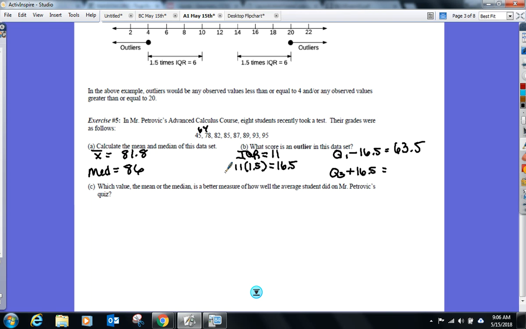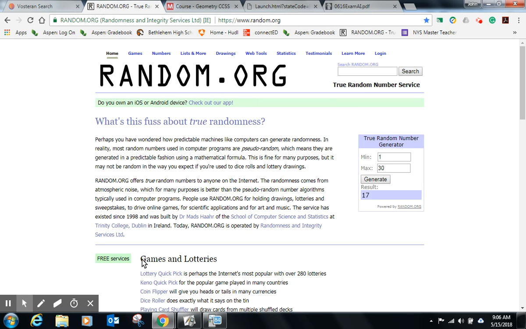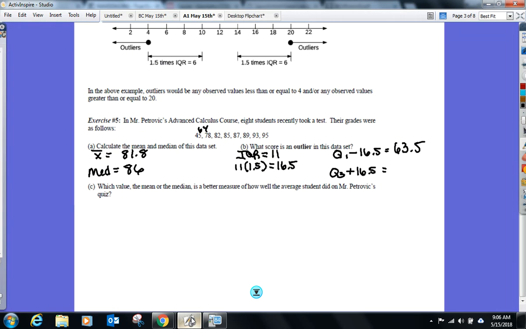45. Quartile 3 plus 16.5 now. What score do you end up with now? 107.5. So anything at 107.5 or above would be considered an outlier. All right, that's how I determine if it's an outlier or not.